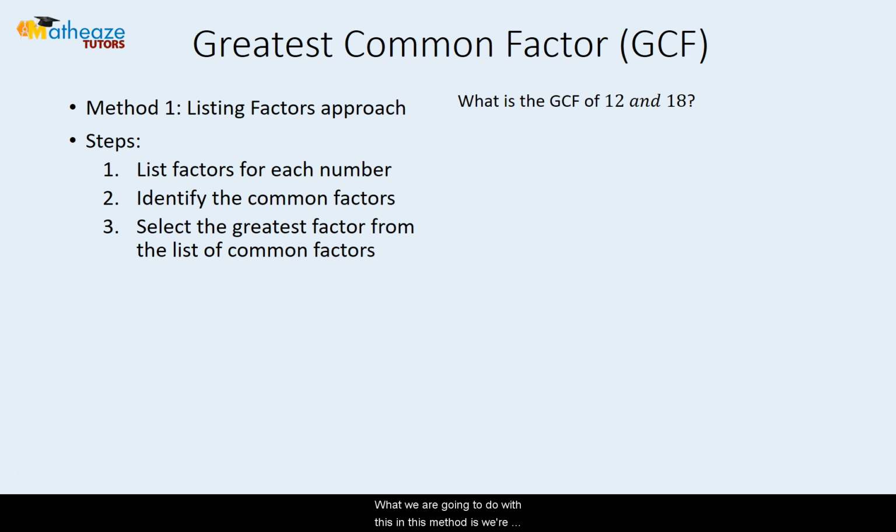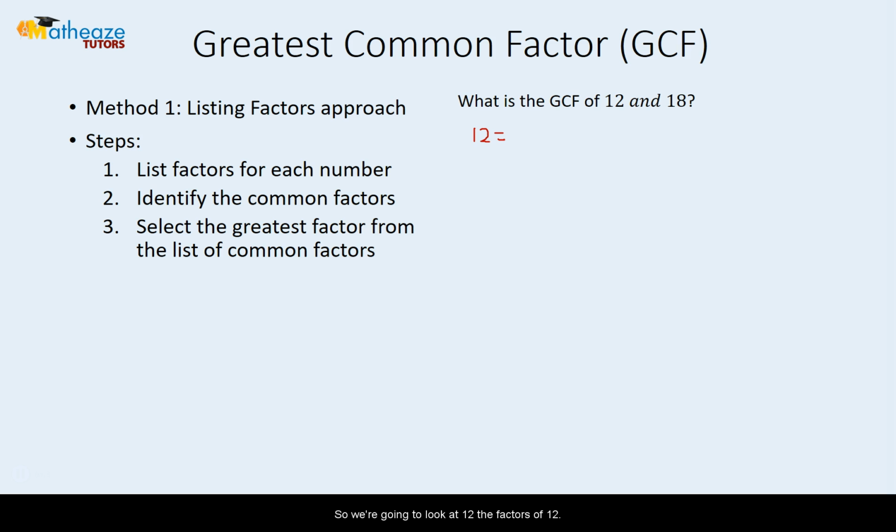In this method, we're going to list all the factors of each number. We're going to identify the common factors, and then we're going to select the greatest factor from the list of common factors. So we're going to look at 12.